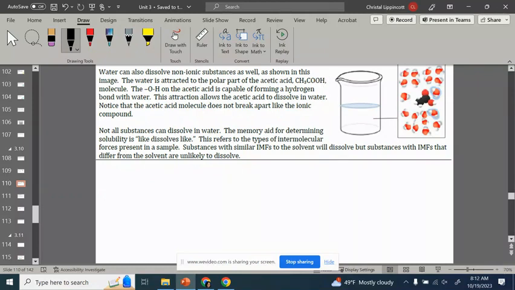So remember, this has those lone pairs of electrons on it. And that's what they're drawing here, showing you that those lone pairs of electrons are going to orient such that the positive ends are going to connect with this hydrogen. Okay, and that's how the water will end up surrounding that material.